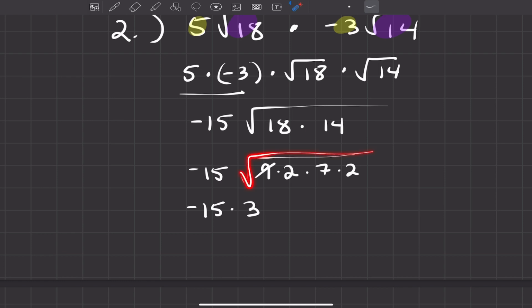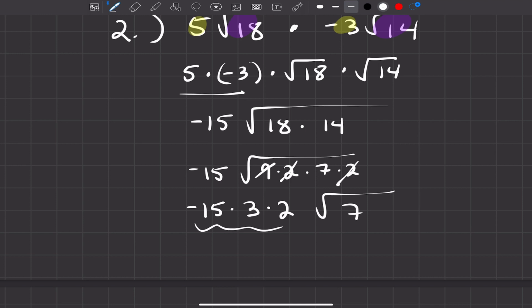Look at this. I have the square root of 2 times 2, which is the square root of 4. That's just 2. So 2 is going to go outside of the radical sign, and it's going to get multiplied with the negative 15 and the 3. So what's left over is that 7. So I have negative 15 times 3 times 2, root 7, which I'm going to multiply. Negative 15 times 3 is negative 45. Negative 45 times 2 is negative 90. So negative 90 root 7 is your answer.